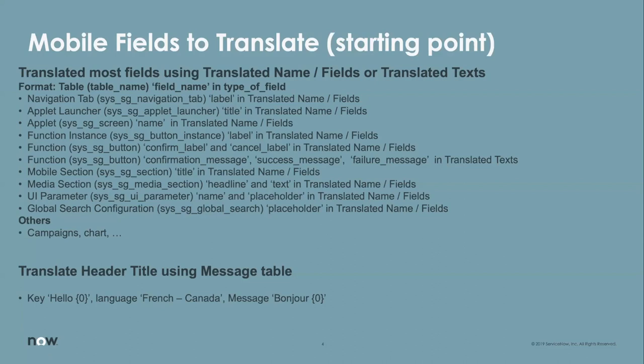But essentially, if you use one of the two approaches that I showed you, which is either knowing what table you're going to and updating the information, or changing the language of your instance and doing the configuration, that's the easy way. And then finally, the last one is the message table, which is a very different way of doing the translation compared to the other ones that are either in translated names fields or translated text.